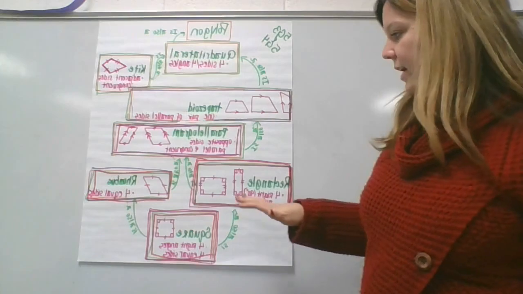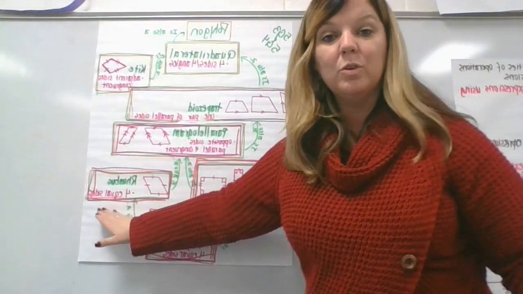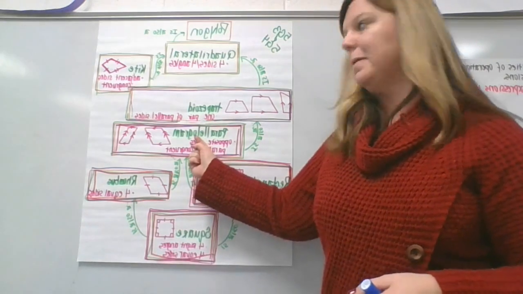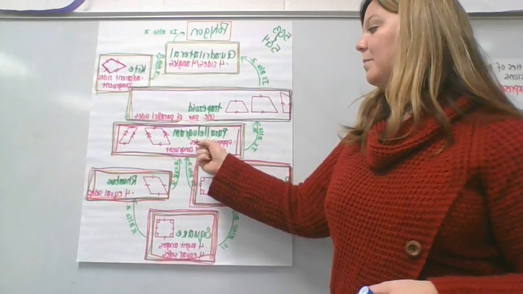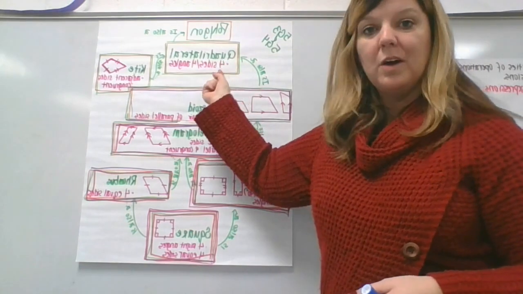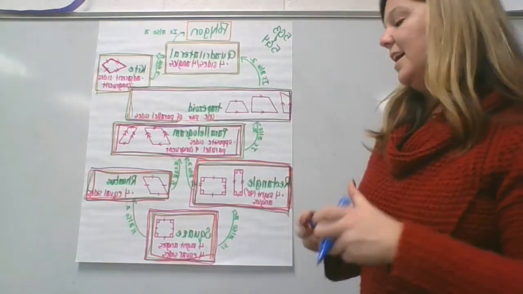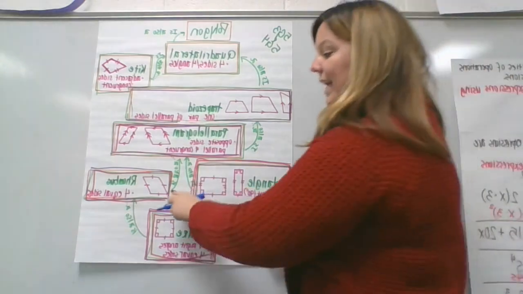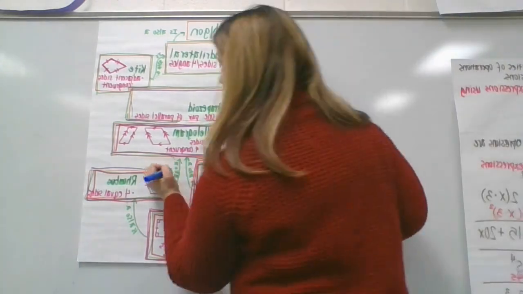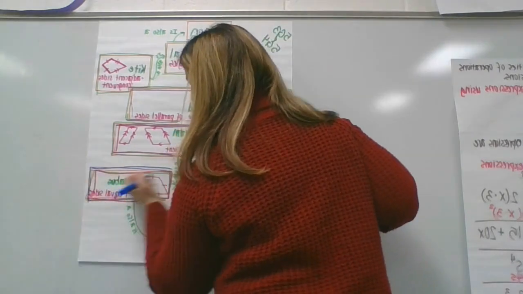They have four equal sides. They have to have four equal sides. They have to have two sides that are parallel. They are parallel and congruent. They have to be a trapezoid. They're also a quadrilateral and a polygon. So a rhombus has four equal sides, but it doesn't need any right angles. I'm going to outline that in blue.